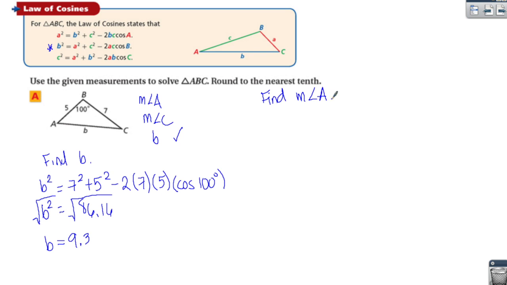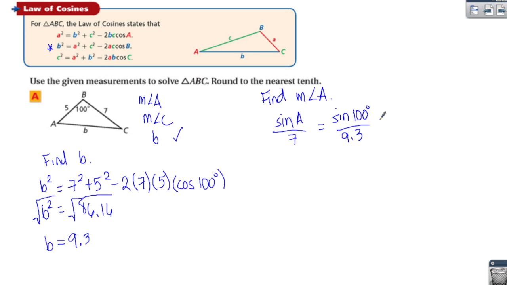All right, so to find the measure of angle A, as I mentioned in the previous slide, we are also going to incorporate the law of sines. So let's go ahead and use the law of sines and create the proportion that we should be using. So sine A, unknown, over the side, which is 7. And of course, we set it equal to another ratio with the complete information. So in this case, that would be sine B, side B, which we just found as 9.3.